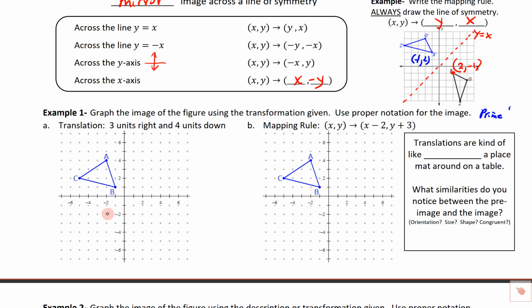And then the one that we're going to make through the transformation, that's called the image. So we're going to take this and it says translation. So remember, a translation is a slide. So we're going to take this and we're going to slide it 3 units to the right and down 4 units. So we're going to go 1, 2, 3.